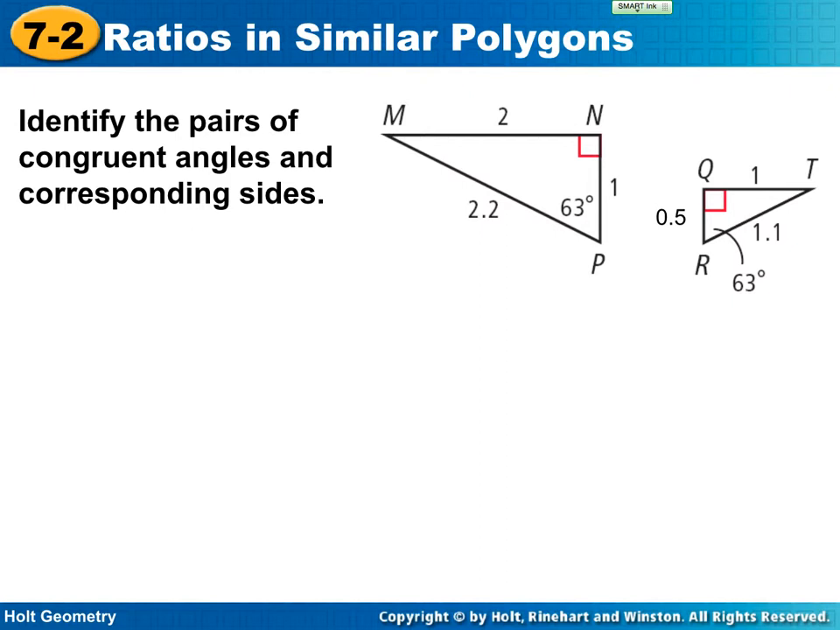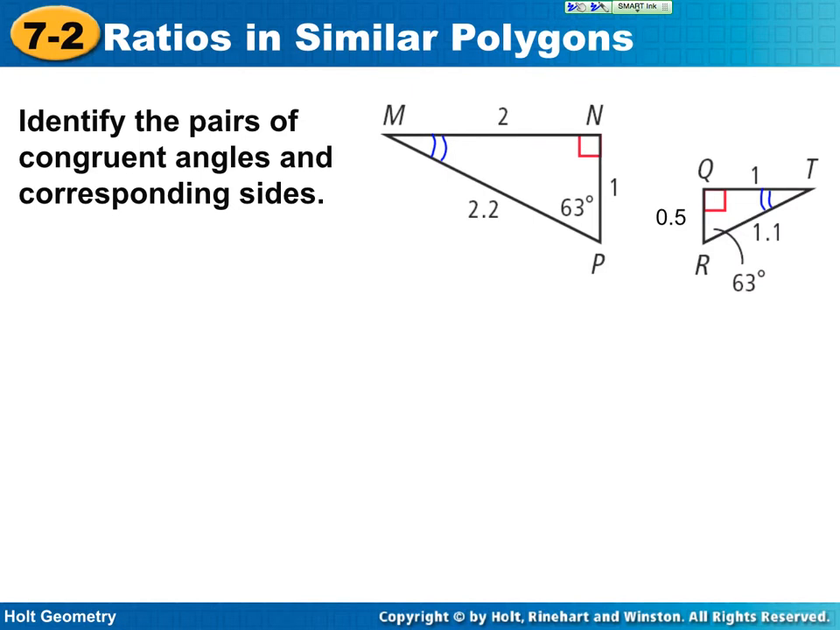Okay, identify pairs of congruent angles. So angle N is congruent to angle Q. Angle P is congruent to angle R. Angle M congruent to angle T. Third angles theorem. Correct. That would be the easiest one to come up with. You could go through the triangle sum theorem, but third angles theorem does it right away. Okay, so our angles are congruent.